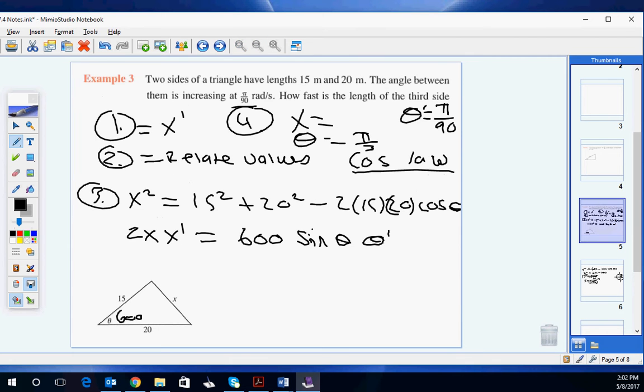Okay. So the last thing I'm going to do, I'm going to divide the 2x over, which is going to give me 600 divided by 2. So that's going to be 300 sine theta, theta prime, all over x. And now we enter these three things into all of those three things.